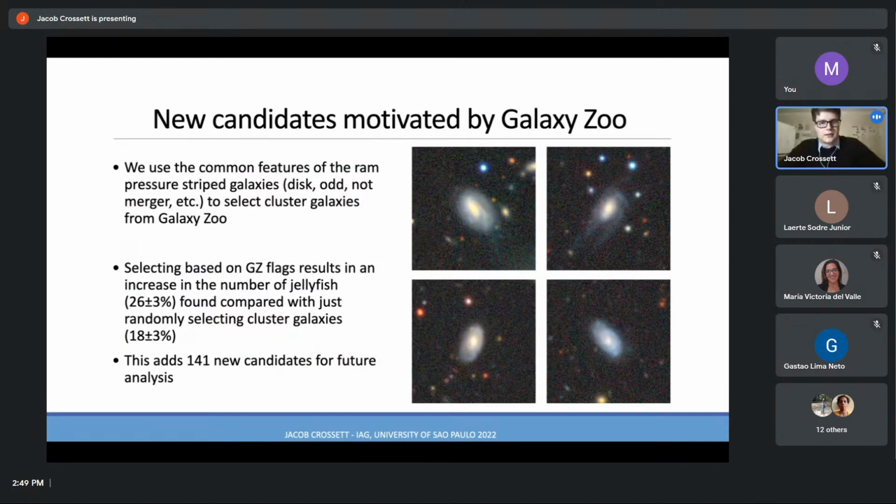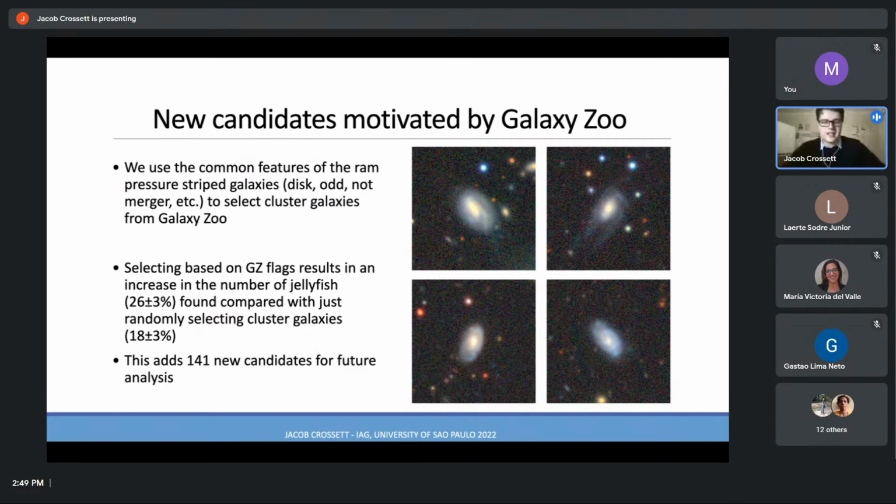And the answer, tentatively, so this is still vaguely ongoing work, is that yes, we do. Having a sample of about 320 galaxies with Galaxy Zoo that we've selected to be odd, irregular, and not merger, and the same number of cluster galaxies without any thought to a Galaxy Zoo flag, the number of jellyfish we found when we got experts to go back and classify and look for jellyfish galaxies was about 1.5 times higher. We got 26% with jellyfish features in our Galaxy Zoo flagged ones compared to random comparisons.